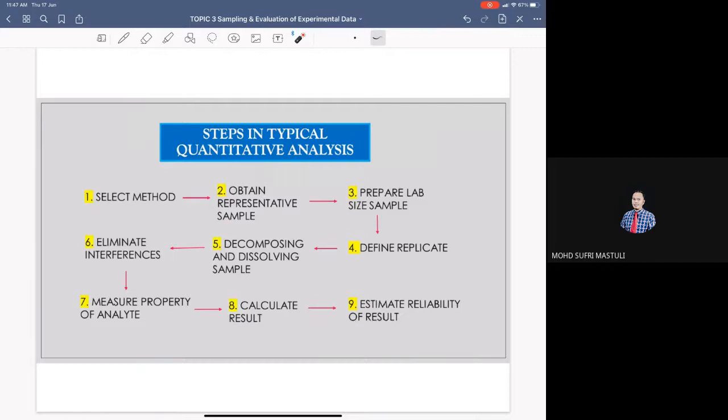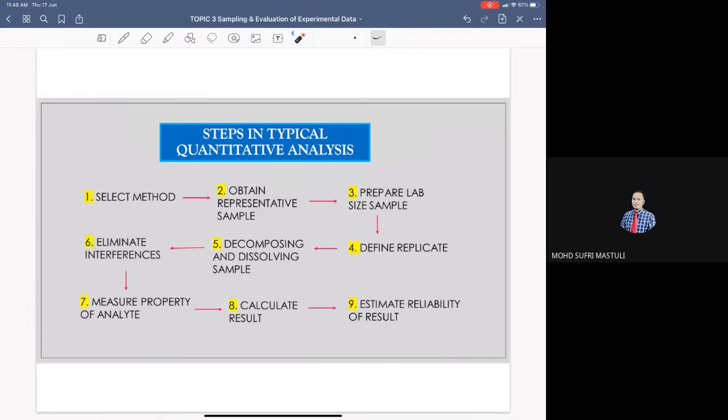Second, after we have the method, we have to obtain the representative sample, meaning that you have to do the sampling in order to get the sample to analyze. And then we have to prepare the sample into the lab size sample. This one we will talk about later.